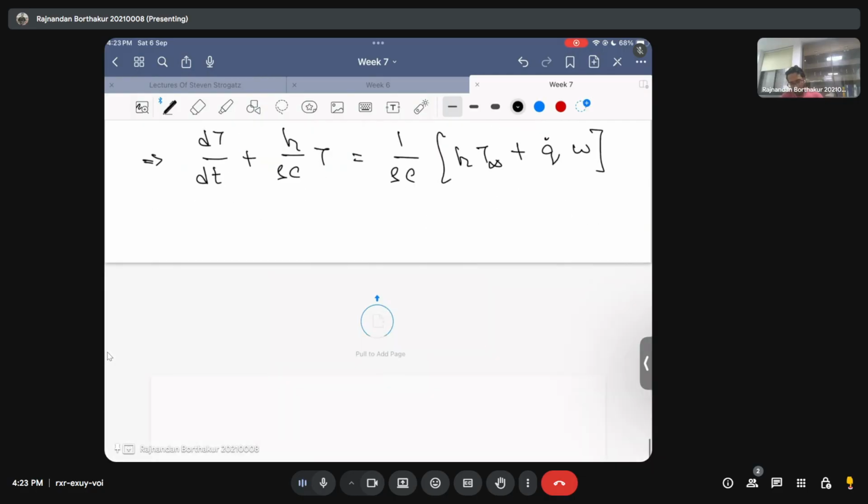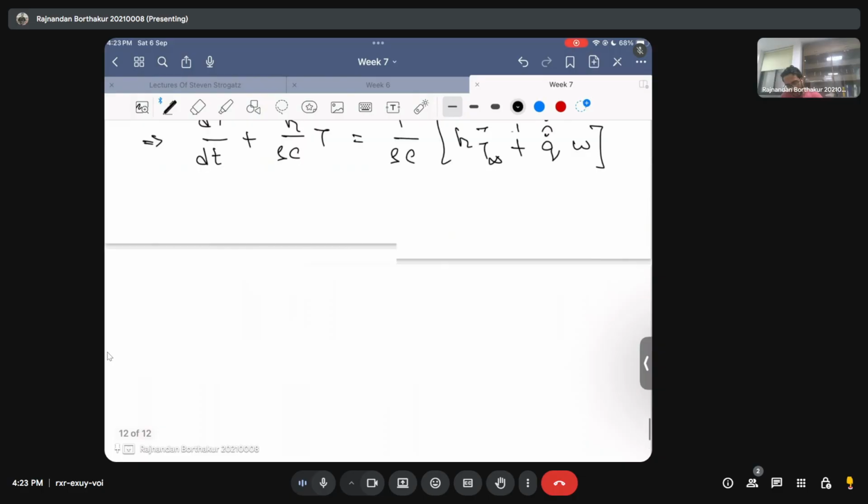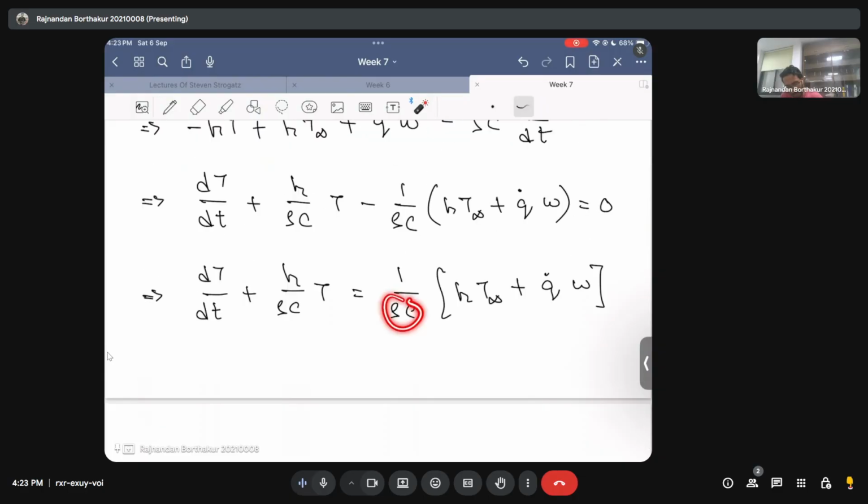Okay, so since these are just constants, the values of rho C and all these things are known, you can basically substitute the values and evaluate this.